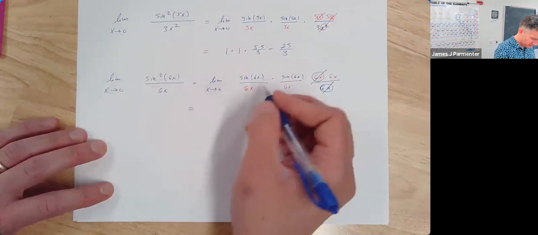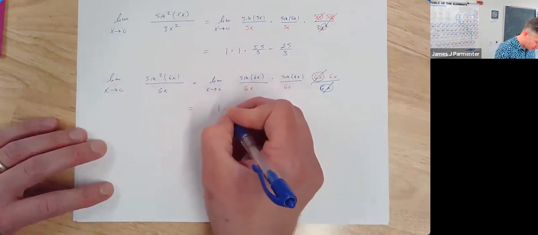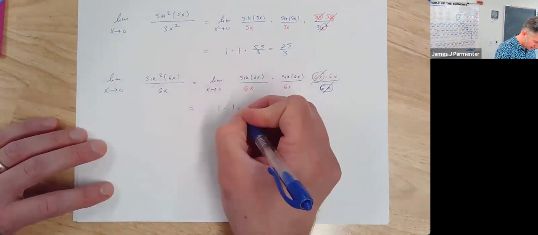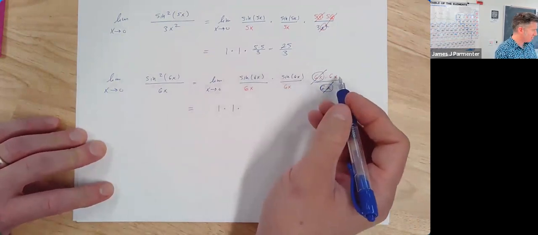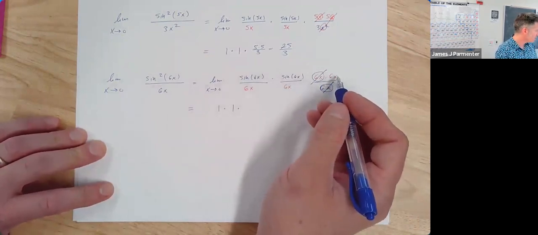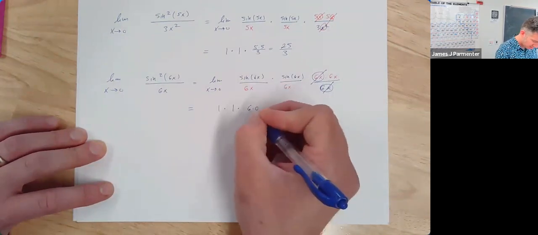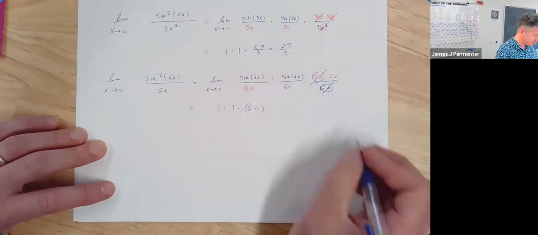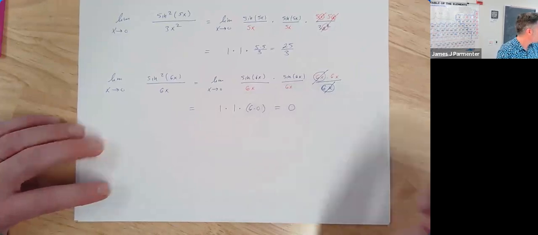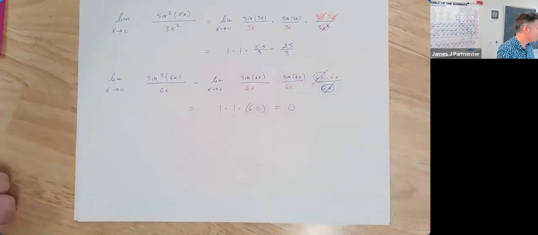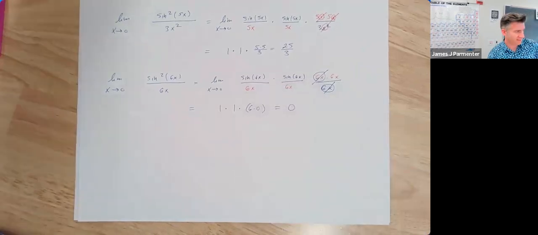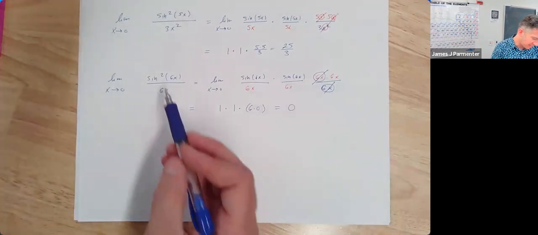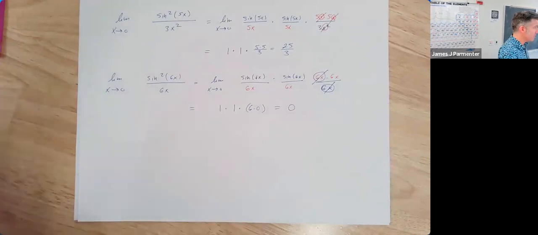Sine of 6x over 6x goes to 1. And sine of 6x over 6x goes to 1. And where does 6x go to? 0. So the whole thing is 1 times 1 times 6 times 0, which is 0. So sometimes you get 0 if you don't have the same number of x's as sine, essentially. Here I have a sine squared, here I have an x to the first, so I have an imbalance there.